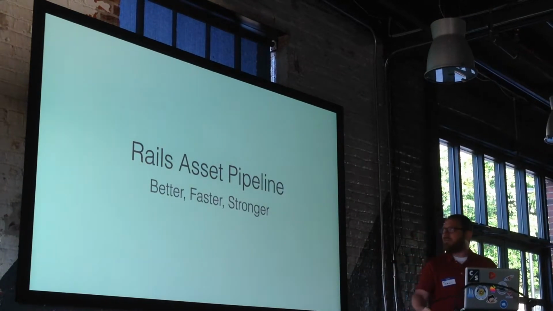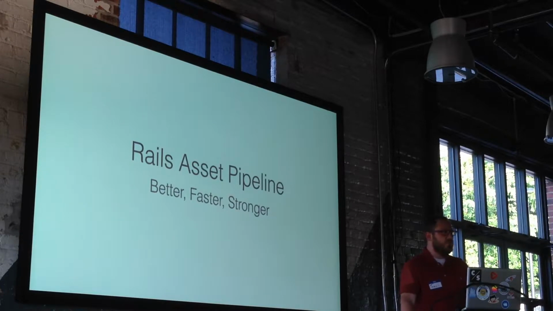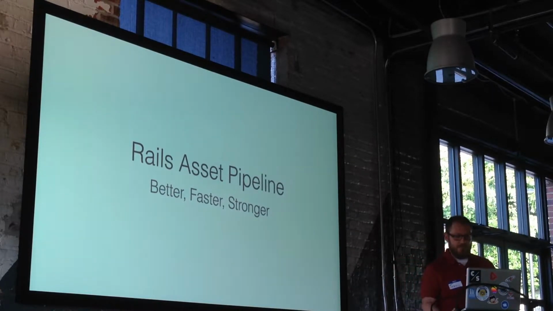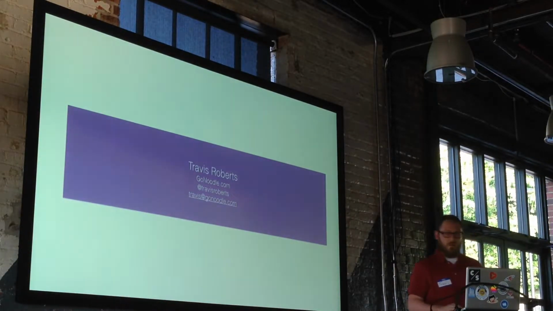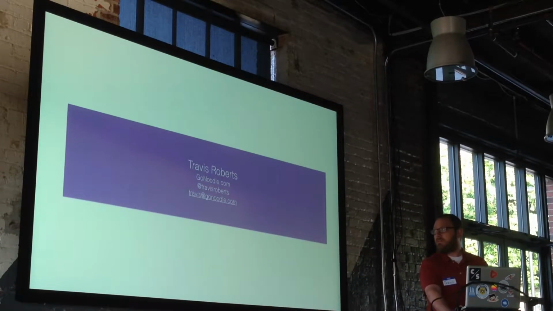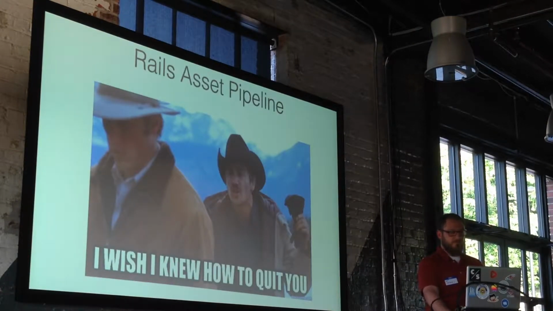So my talk, it's titled Rails Asset Pipeline Better, Faster, Stronger, but it's really more about how to supplement the Rails Asset Pipeline. So my info, I work for, like I said, a company called GoNoodle.com. That's my Twitter username and my email address if anybody wants to get in touch with me. So the Rails Asset Pipeline.